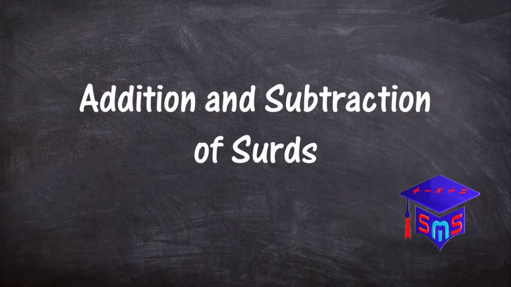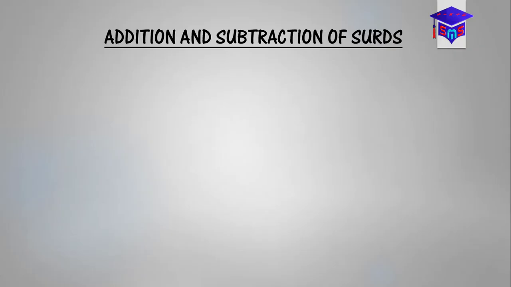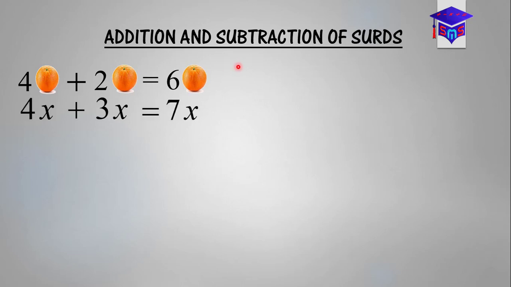Today we are going to talk about how to add and then subtract surds. Before we begin, let's look at something. Assuming I have 4 oranges and I add 2 oranges, I'm going to get how many oranges? 6 oranges. Well, the same thing happens in algebra. If I have 4x and I add 3x, I'm going to get what? 7x. What it means is that I have 4x's and I'm adding 3x's to the 4x's.